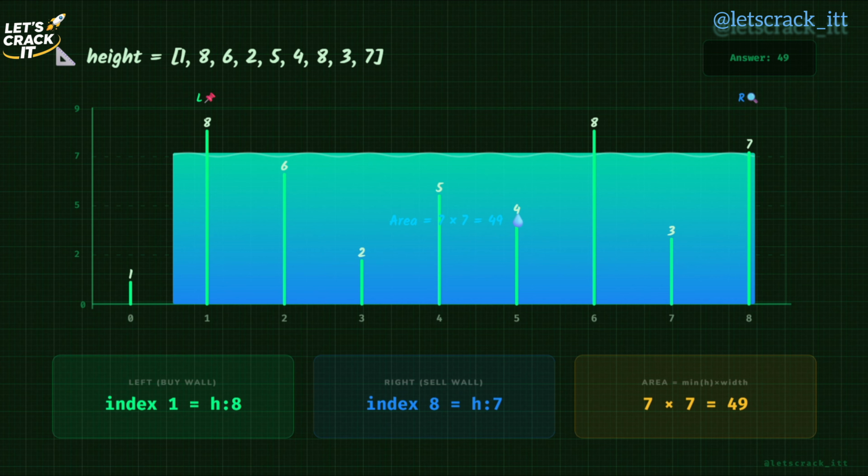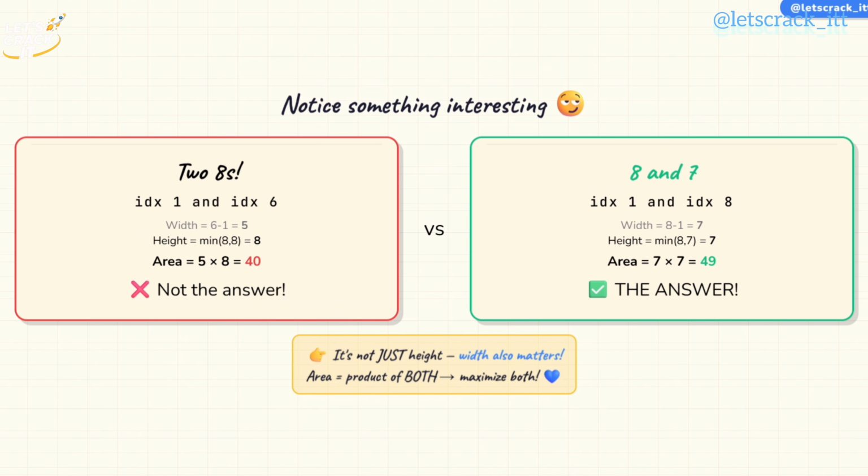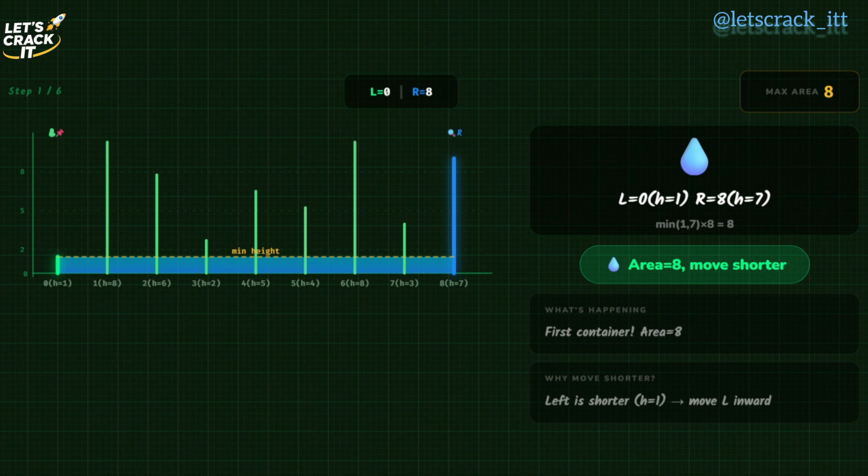Notice something interesting. There are two 8s in the array, but they are not the answer because the width between them is smaller. Also remember this, it is not just the height, width also matters because area is the product of both, and for the maximum product we want both to be as large as possible.